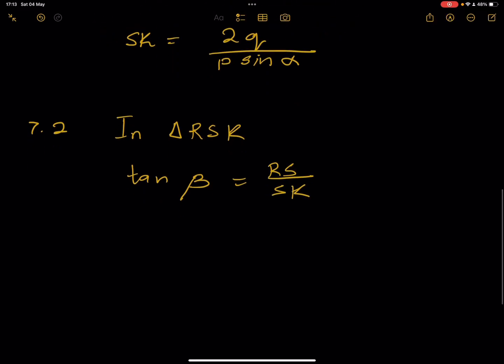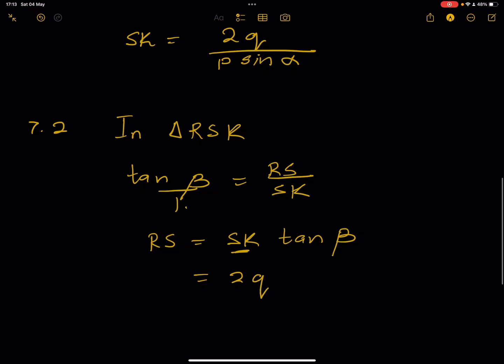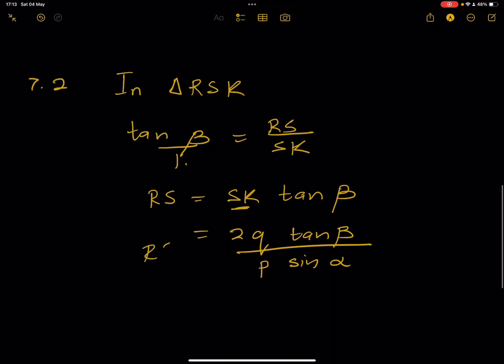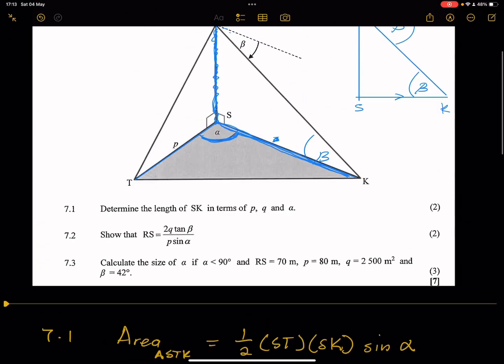But now we already have SK, so which means if we cross multiply there, RS times 1 will give us RS, and this would be SK multiplied by the tan of beta. But we've got an expression for SK, isn't it? That's the one that we got there. So this is 2Q tan of beta, divided by P sine of alpha. All right, and that's how we are going to express the side RS.